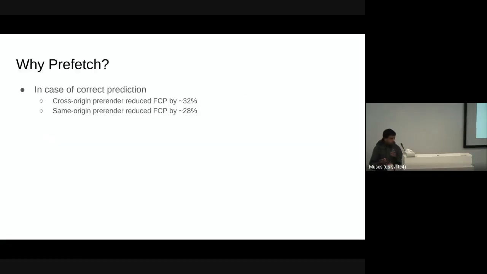And we did some experiments within Chrome, and we saw that for cross origin pre-render, from one origin to another one, if we do a pre-render and it matches the click navigation, we get a median FCP reduction of 32%, and for same origin, we get about 28%.